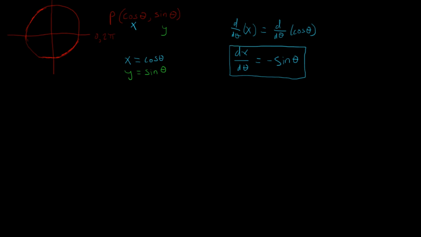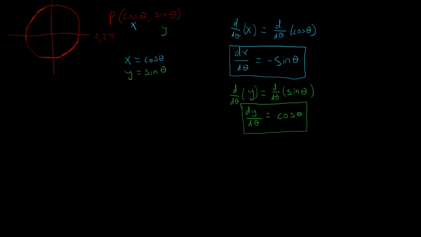Now we need to know what the other one is. We've got y equal to sine theta, so we take the derivative with respect to theta of both sides. The derivative of y is dy with respect to theta, and the derivative of sine is cos theta. So now we've got both pieces of information that we need.